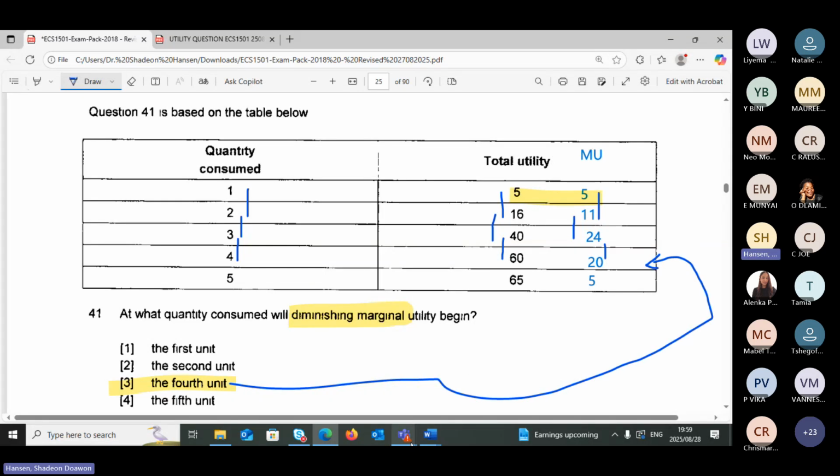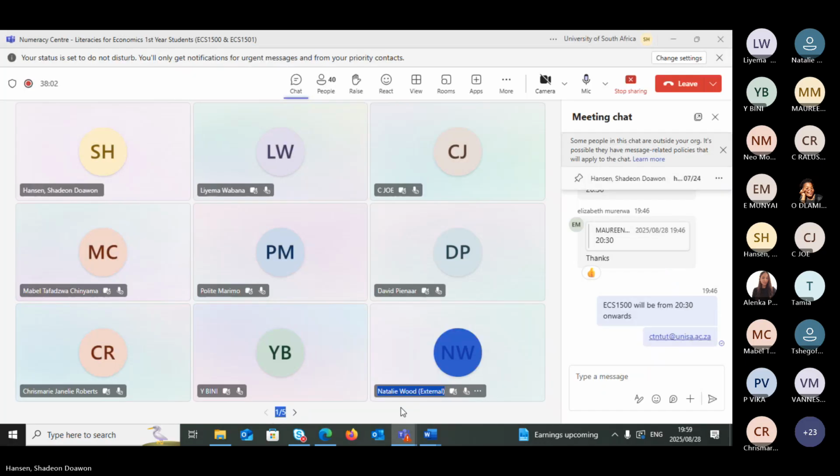Are we together, students, with our answer for question 41? Are we sorted? Please note if there's any questions or concerns, students. All right. Please let me know in the chat.